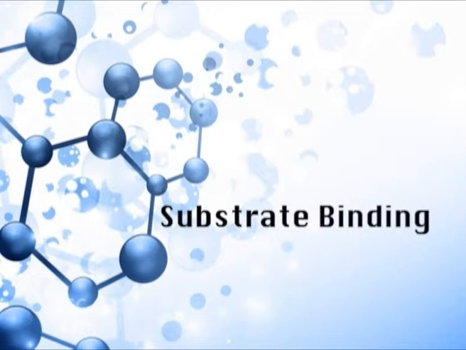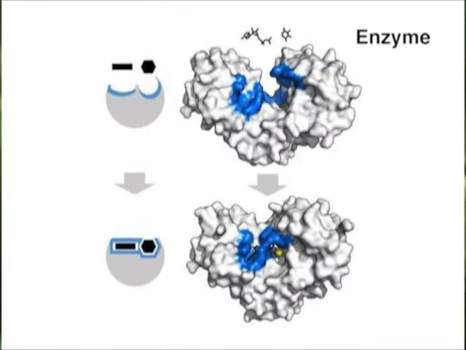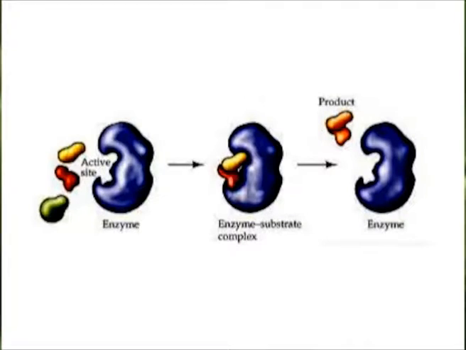Substrate binding. Enzymes must bind the substrates before they can catalyze any chemical reaction. Enzymes are usually very specific as to what substrates they bind, and then the chemical reaction is catalyzed. Specificity is achieved by binding pockets with complementary shapes, charge, and hydrophilic or hydrophobic characteristics to the substrates.